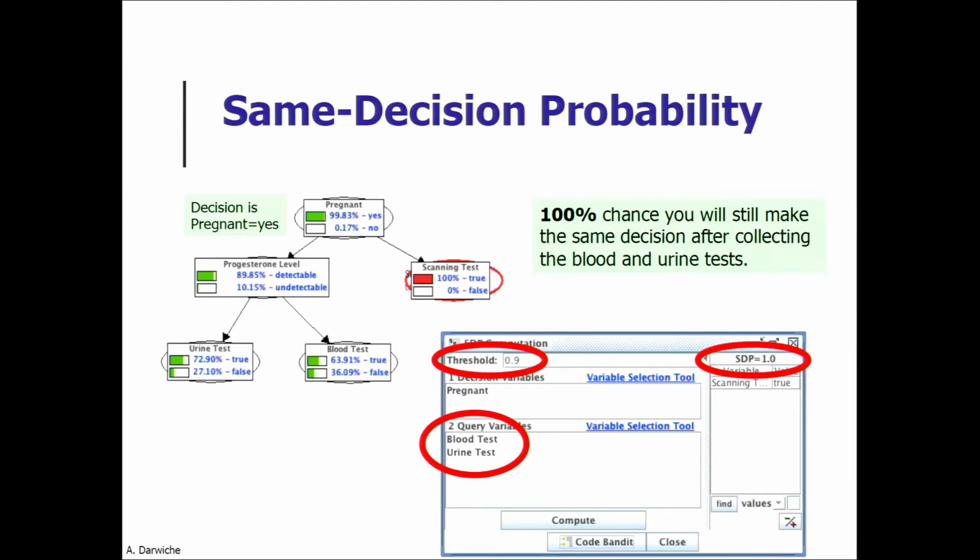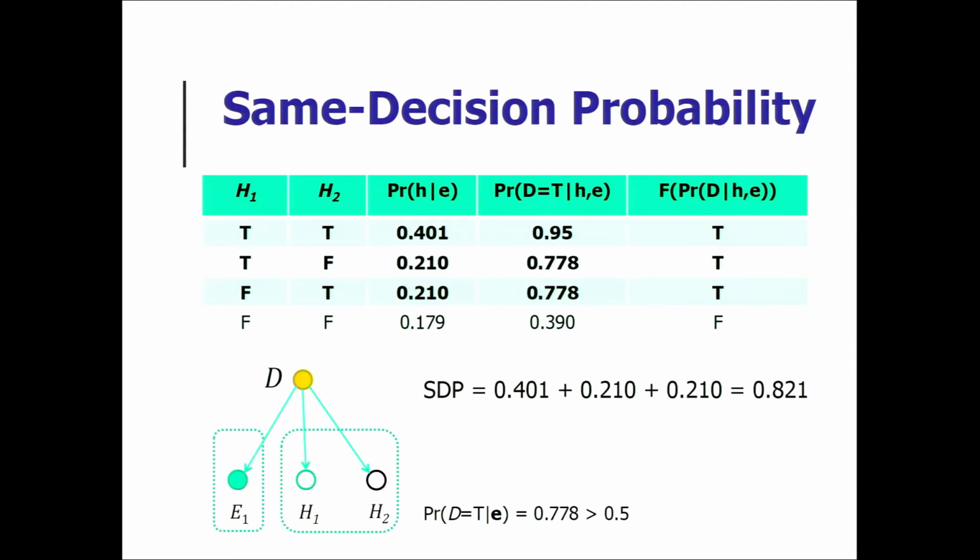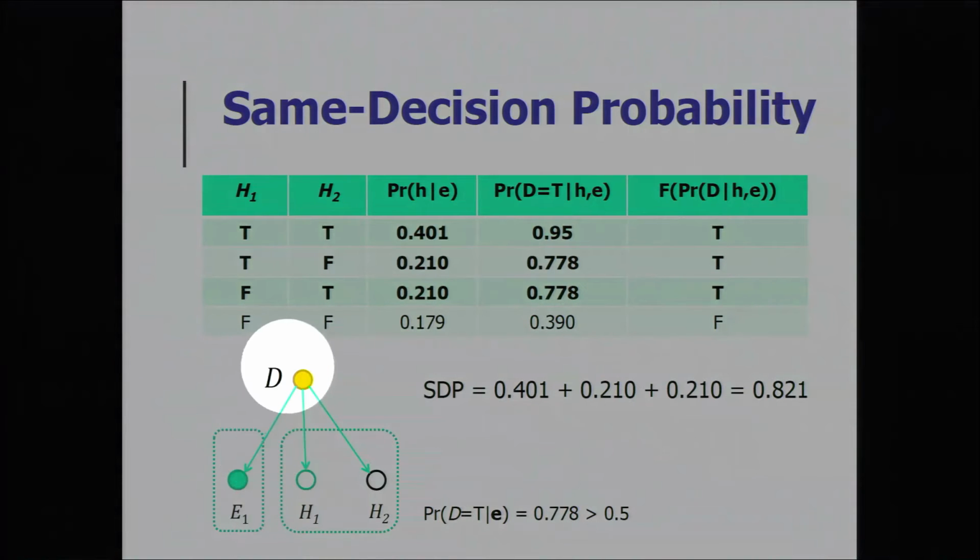And just one last slide to get a sense of what's going on here. Let's look at this Bayesian network, which is known as a naive Bayes structure. So this is the decision variable. I already observed this guy, and the probability of D given this evidence is this. The threshold is 50%. So at this point, I have a positive decision. And now I'm thinking about whether to measure these or not. So I want to compute the SDP. Look what's happening with the SDP.